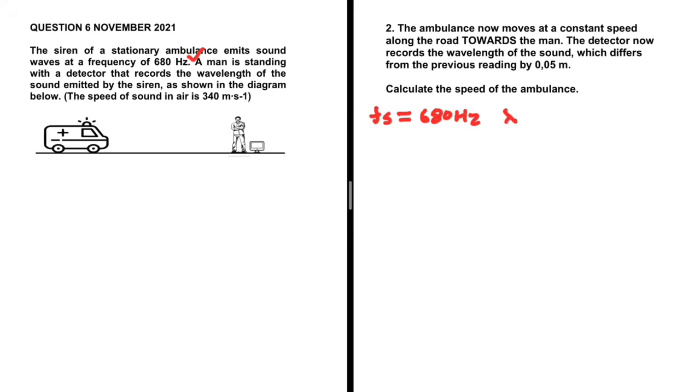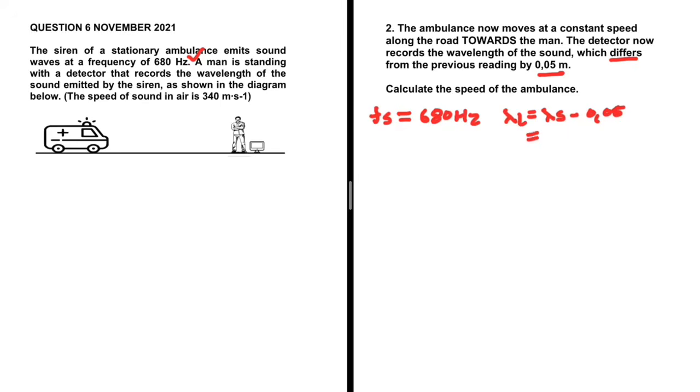The wavelength that is detected by the listener will be equal to the wavelength emitted by the source minus 0.05, because it says here that it now differs by 0.05 meters. So why are we saying minus 0.05? Because the ambulance is moving towards the man, so the wavelength should be smaller and not bigger. If it was moving away, it would be plus 0.05. But here it is moving towards, so it's going to be minus, so that we can have a shorter wavelength and a higher frequency.